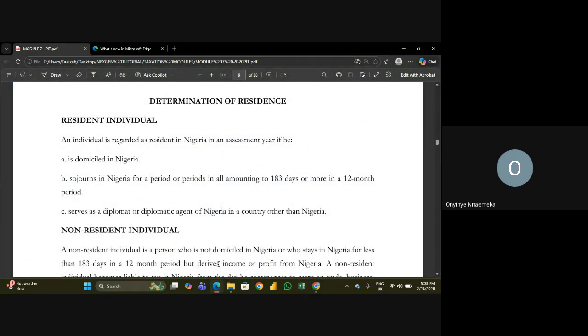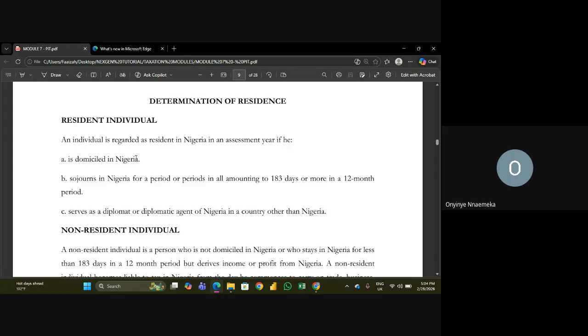Determination of residence. An individual is regarded as a resident in Nigeria in an assessment year if he, number one, is domiciled in Nigeria. If you are domiciled, it means you are living in Nigeria from January to December. Some people in this class have not gone outside Nigeria since they were born. You are the original residents of Nigeria. So if you are domiciled in Nigeria, you live in Nigeria, then you are a resident of Nigeria.